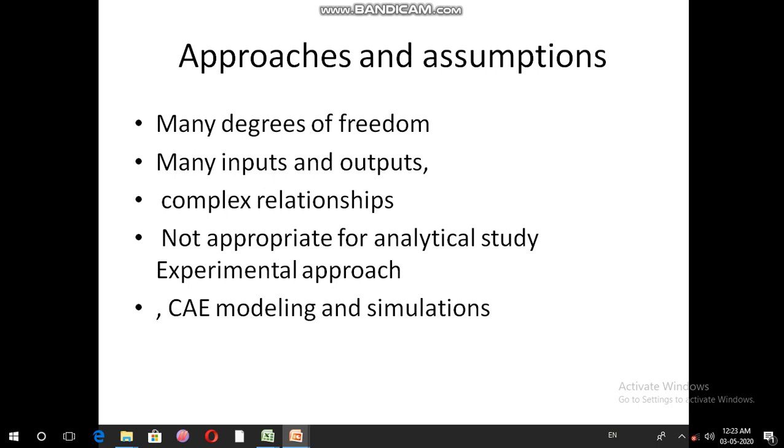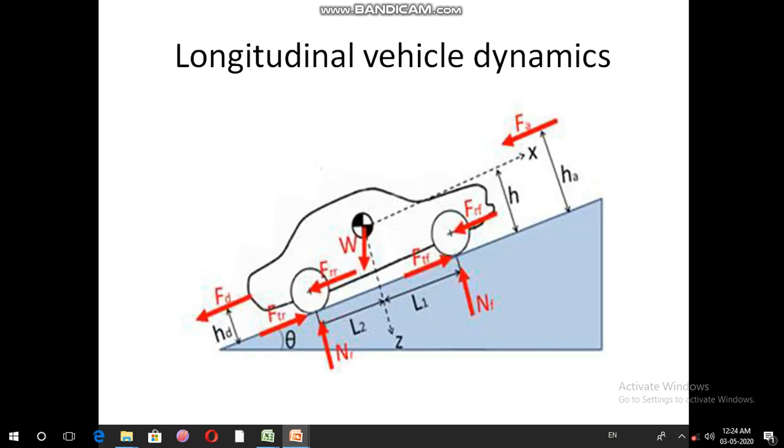Last one is modeling and simulation. CAE modeling tends to CAD, computer aided engineering modeling and simulation. These are two different words: computer aided modeling is the modeling, and simulation is simulating two different models against each other. So we can use virtual CAE modeling for future vehicles for calculations. There are many types of forces, but we consider longitudinal forces, or longitudinal vehicle dynamics.